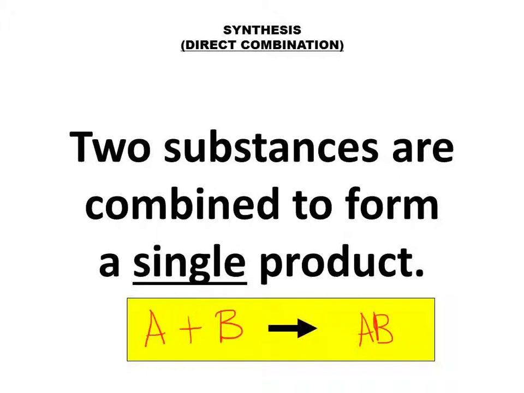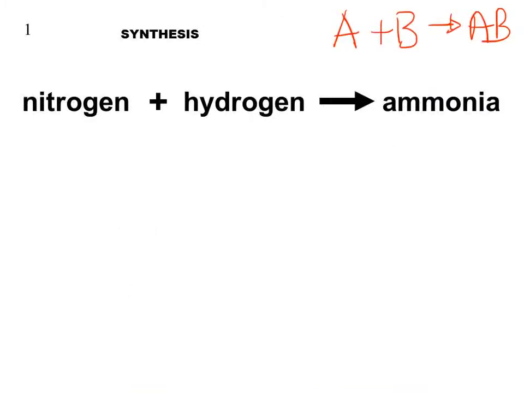Now if we look at the next couple problems, let's go ahead and look. So remember, synthesis is always 2 or more reactants that form one product. So here's nitrogen reacting with hydrogen, and it produces ammonia. Now, we have now written the chemical formulas that are part of the chemical equation, but it's not completed yet. We still need to balance this out.